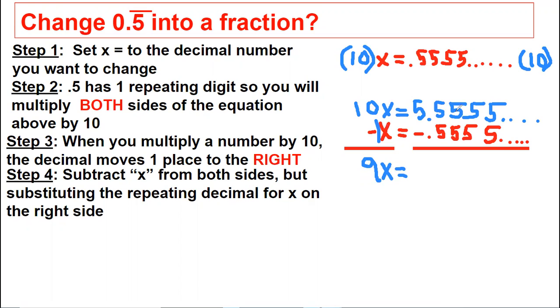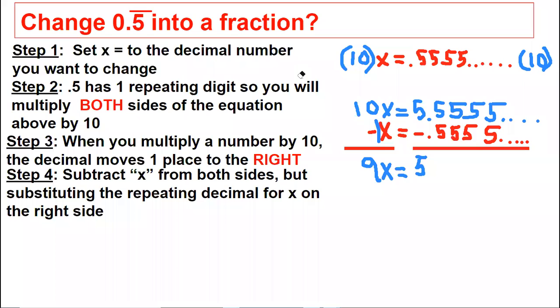Now, what is 5.555 minus 0.5555? Well, 5 minus 5 is 0. 5 minus 5 is 0. 5 minus 5 is 0. 5 minus 5 is 0. Put my decimal point. Remember, keep the decimals, line up the dot, and give it all you got. 5 minus nothing is 5. 9x equals 5.00000000. We can get rid of the zeros because it's just 5. So let's erase our zeros.